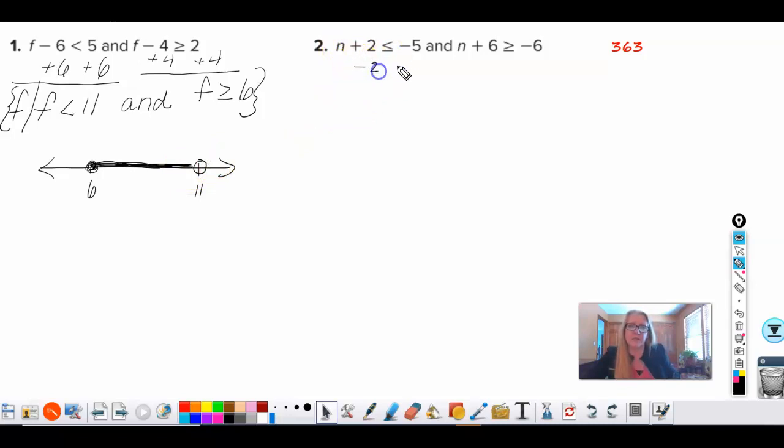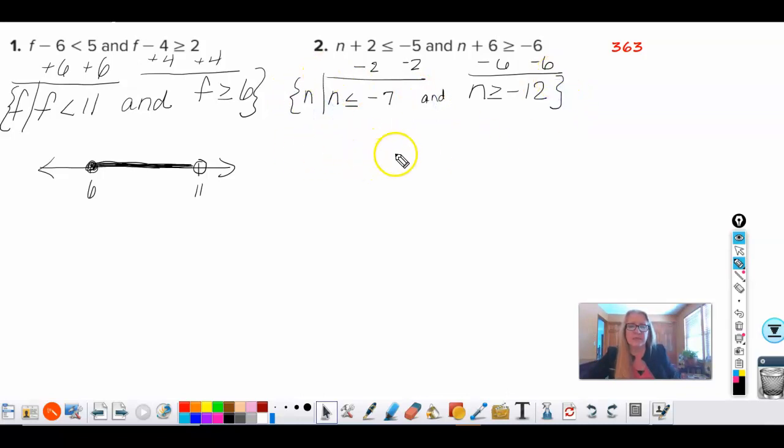All right, so for this one, number 2, we want to get n by itself, so we would subtract 2 from both sides of this equation. And that will give us n is less than or equal to negative 7. Over here, we're going to subtract 6 from both sides. And that will give us n is greater than or equal to negative 12. All right, and this is an and statement. It would look like this in set builder notation.